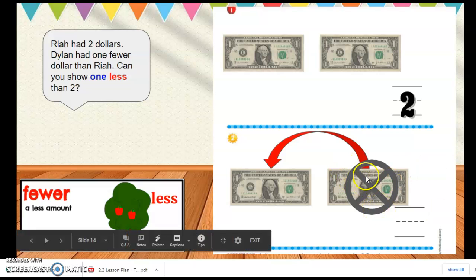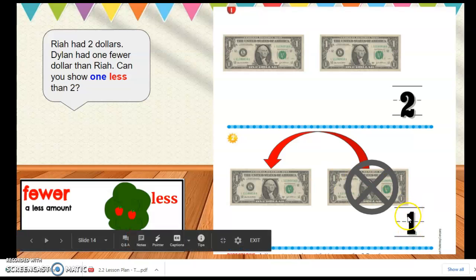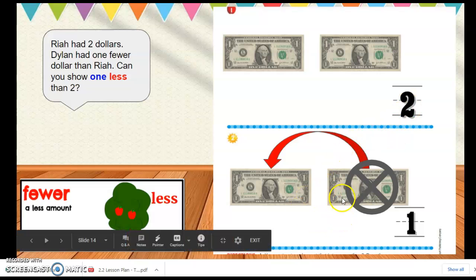And when we took away 1 fewer, how many were we left with? How many dollars does Dylan have? He only has 1. So I know that 1 is 1 less than 2, because 1 less, we go back and rest, and then we have to make sure we take away our 1 less or 1 fewer. And Dylan was left with $1. Good.